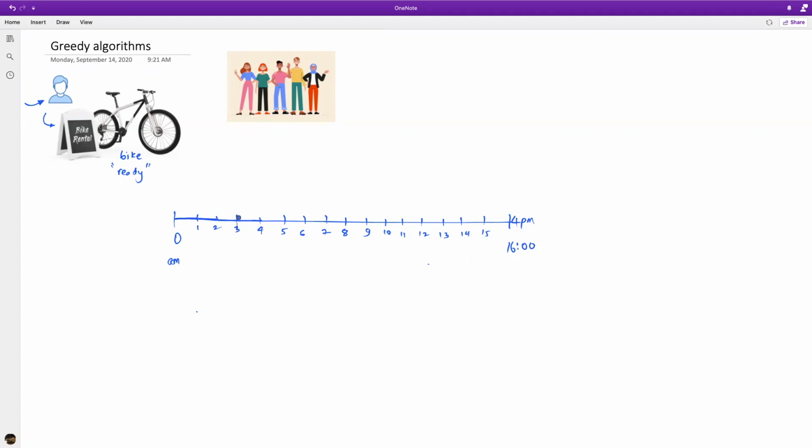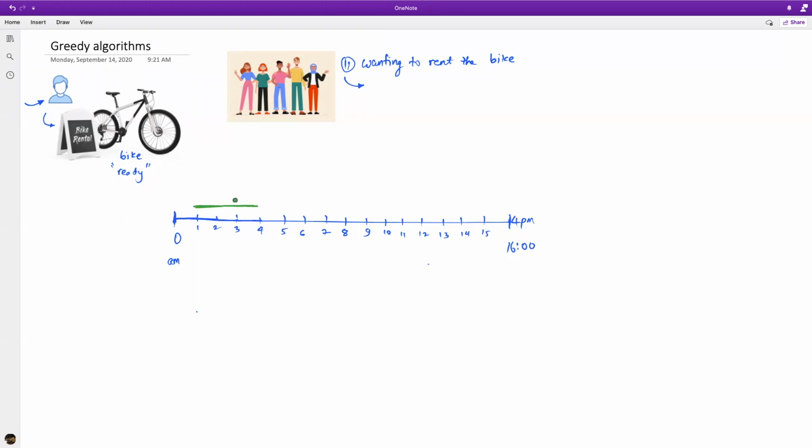Say there are 11 people wanting to rent the bike for the next day, that is beginning from midnight until 4 p.m. Let's see what the demands of these 11 people are, that is, during what durations they want the bike to be rented for them. The first person wants the bike from 1 a.m. to 4 a.m. This is the first demand.